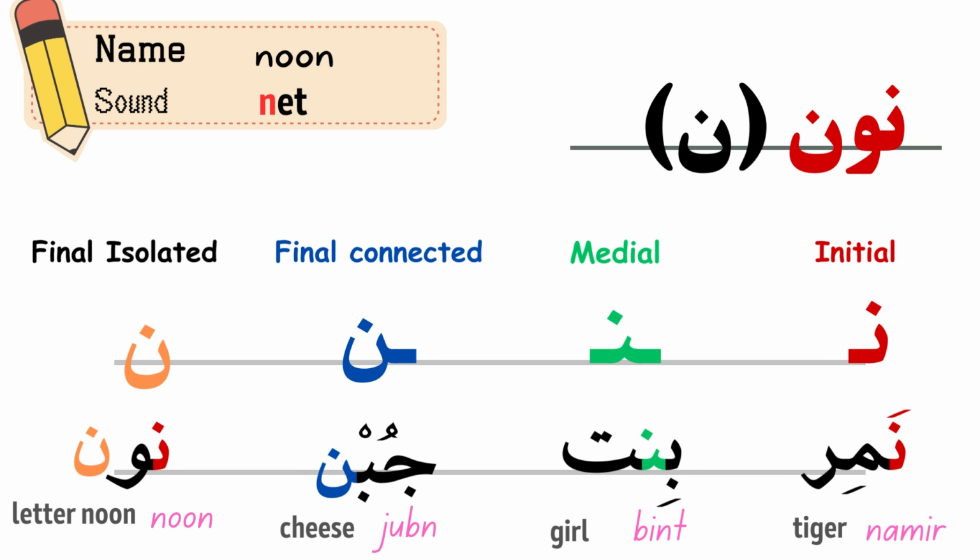The letter noon. Word نمر, نمر shows the initial form of the noon. Word bint, bint shows the medial form of the noon. Word جبن, جبن shows the final form connected of the noon. And word noon, noon shows the final form isolated of the noon and also the initial form of the letter noon.